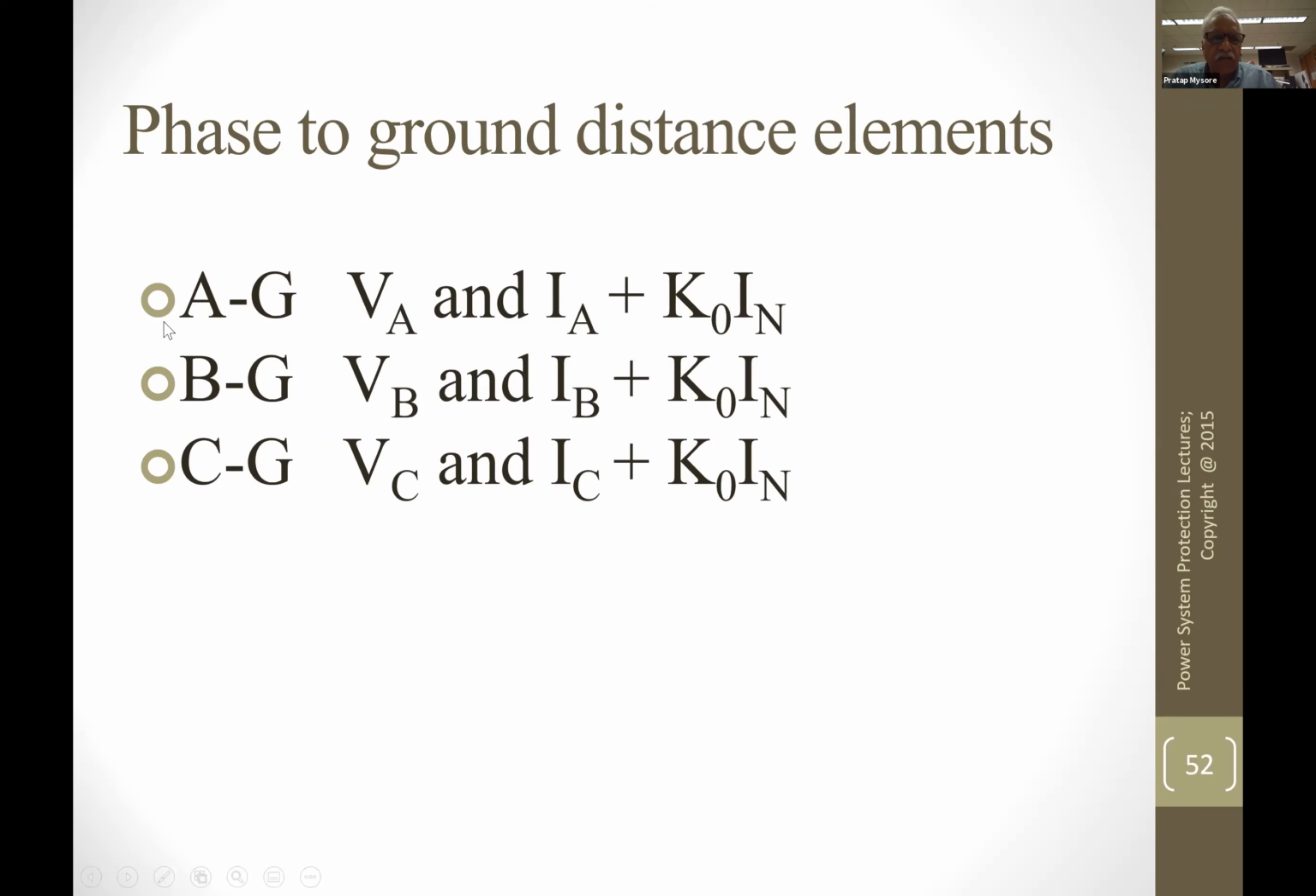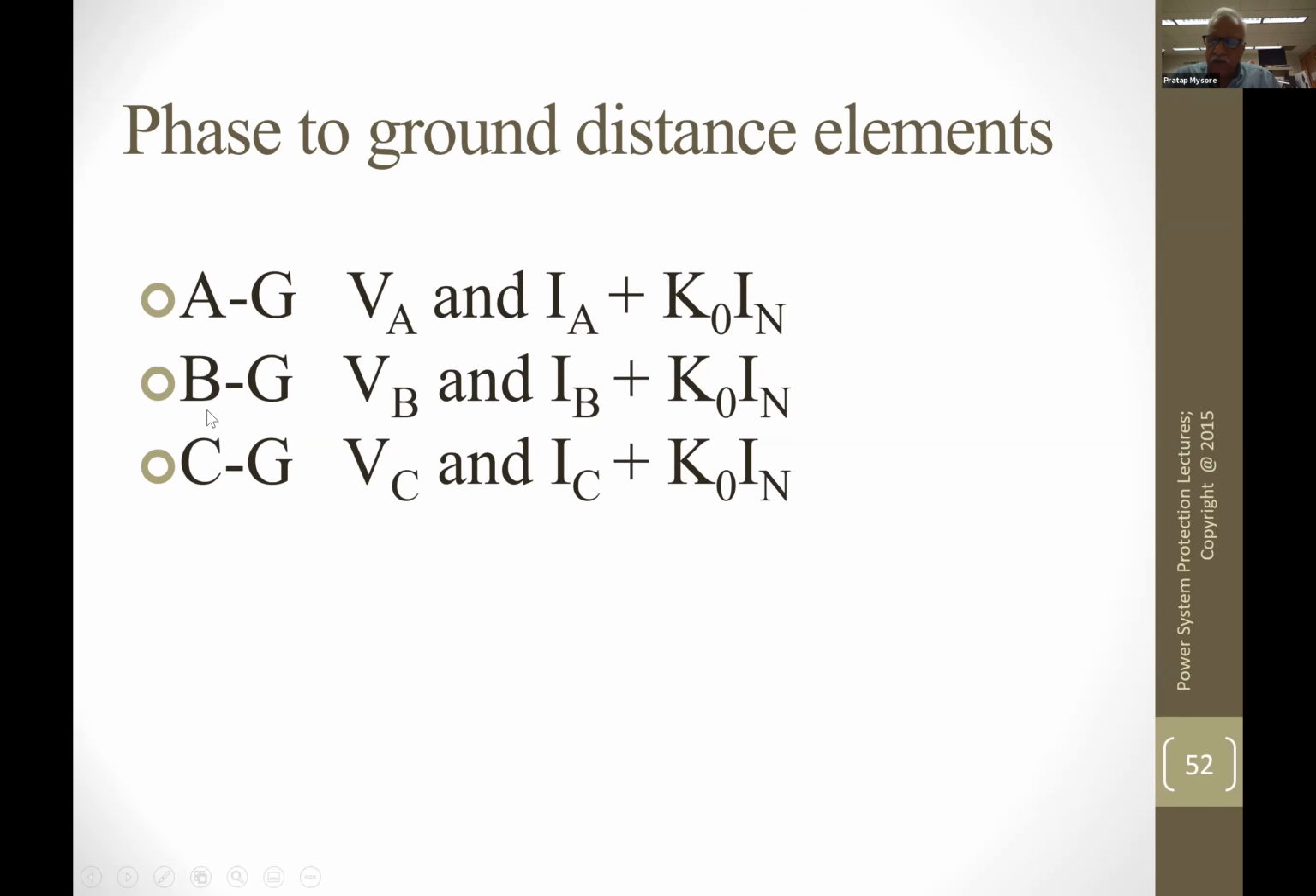If I want to detect an A to ground fault, I need the faulted phase voltage, that is VA, divided by the faulted current plus some portion of the neutral current that is fed into the relay, to measure accurately the positive sequence impedance up to the fault location.